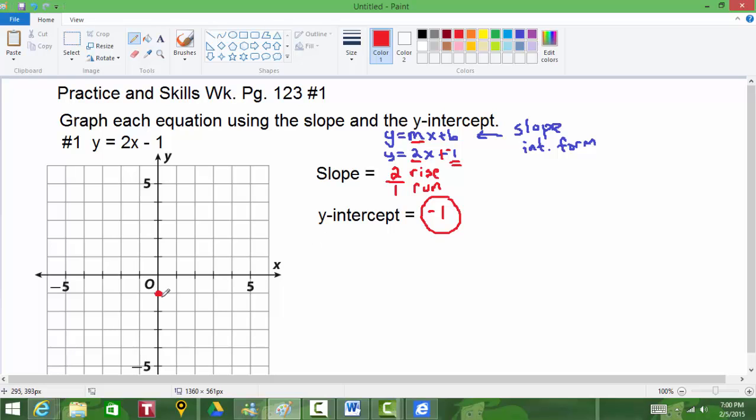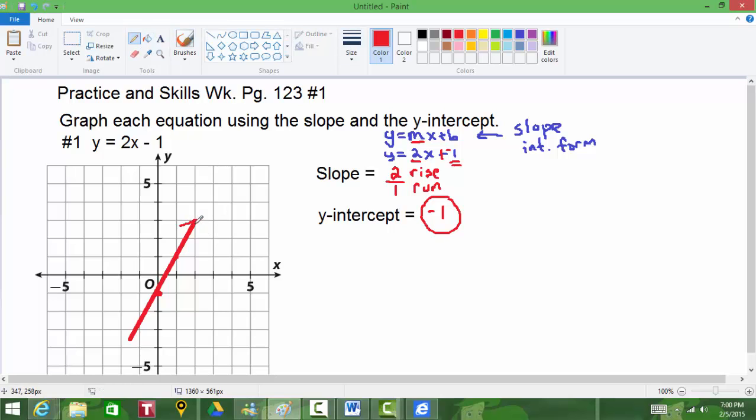So I'm going to start at my y-intercept, and I'm going to go a rise of 2. That means I'm going to go up 2, so up 1, 2, and then my run's going to be in the positive direction, 1 over. And then I'm going to plot that point. After I've plotted it, I'm going to draw a straight line between the points. So let's see how well I can do that. Let's extend that a little further. Okay, that looks pretty good.